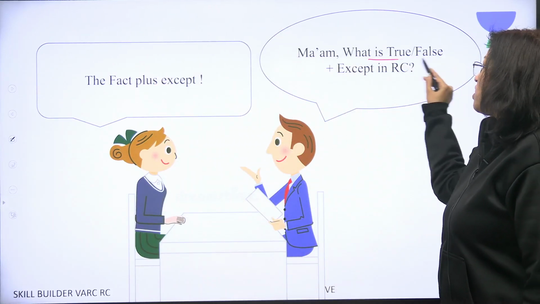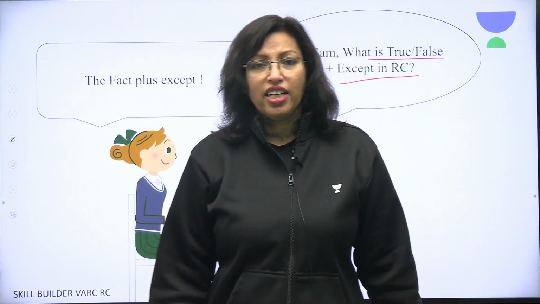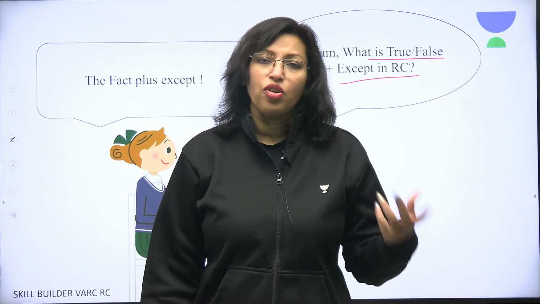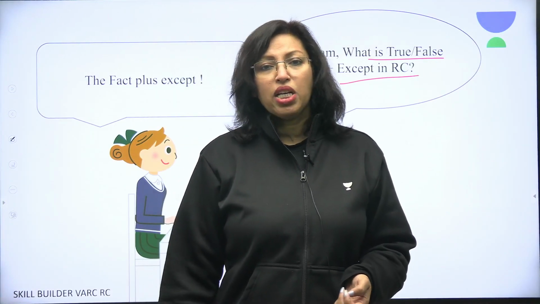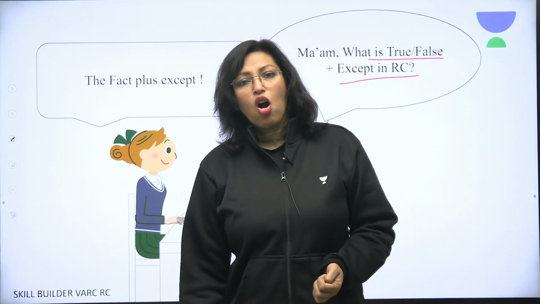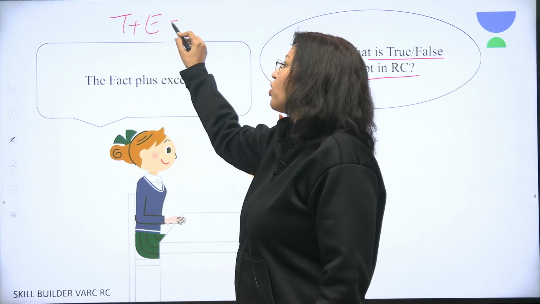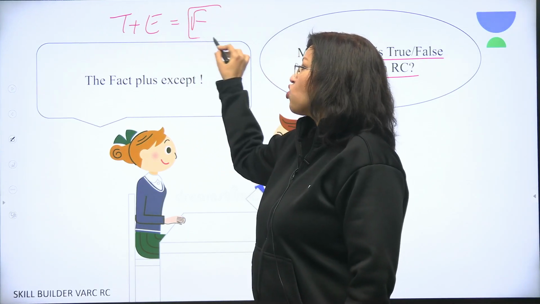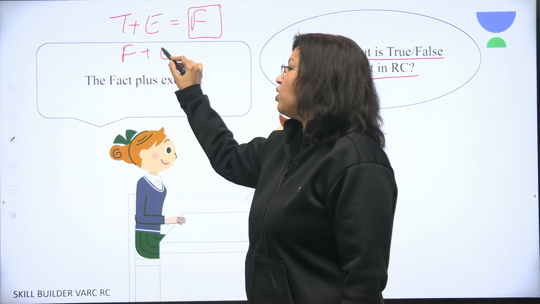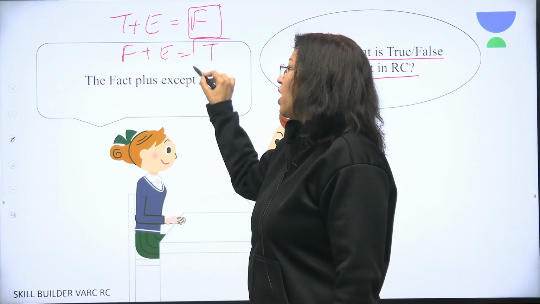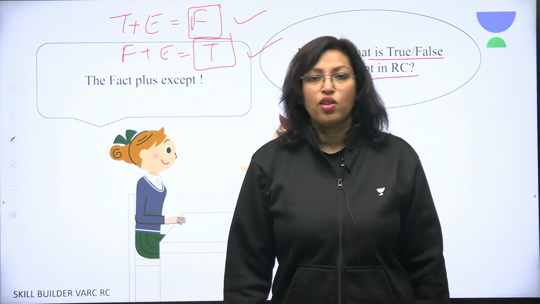If they ask you what is the true false except in reading comprehension, so we understand that it is looking for a fact and then removing the fact, whatever is left is the exception answer. So the exception answer actually is the opposite. So if it says true plus except, you are actually looking for the false answer. So you have to spot the false statement. If it asks you false plus except, then you're actually looking for the true answer, and that's your task to identify these and spot these as your answer.